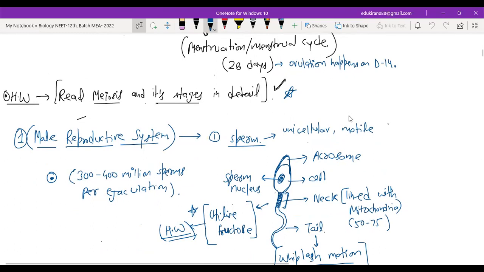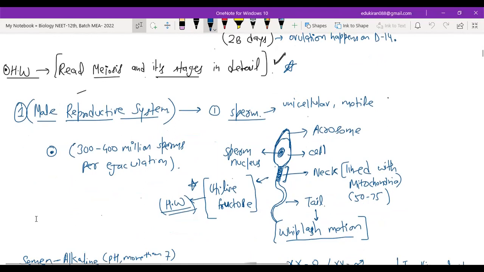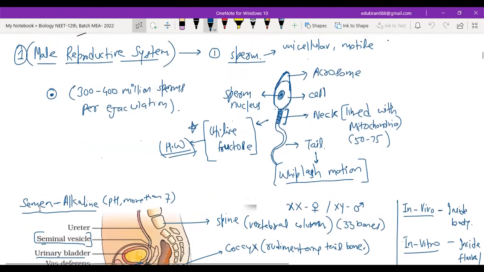Then in this chapter from your NCERT also, you have to read about both male and female reproductive systems. So let's first go to the male reproductive system. Remember I told you in the last class that the male reproductive system is a non-default state of the female system only? Okay.